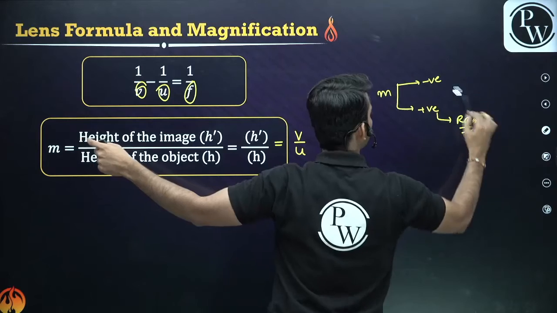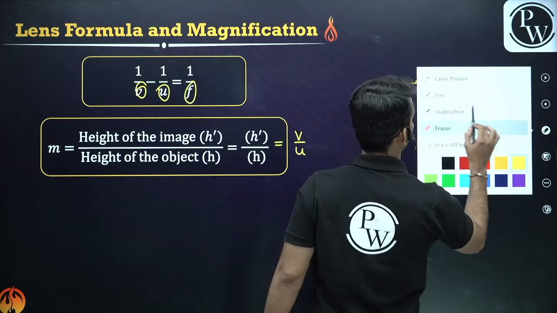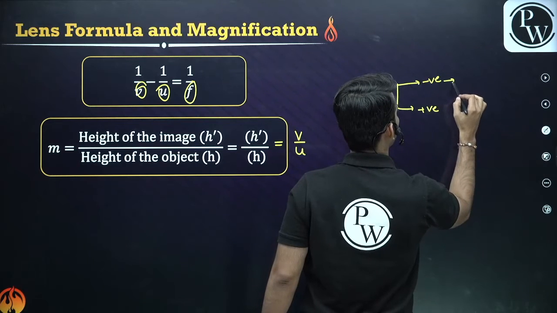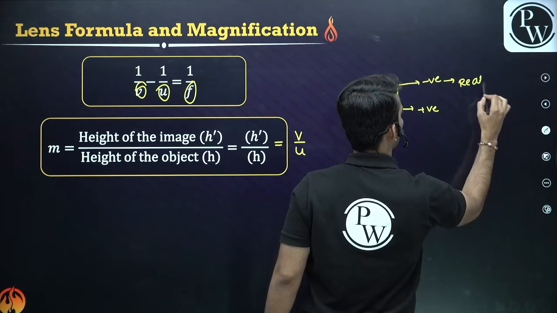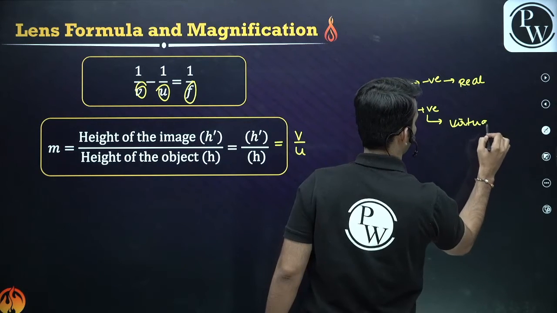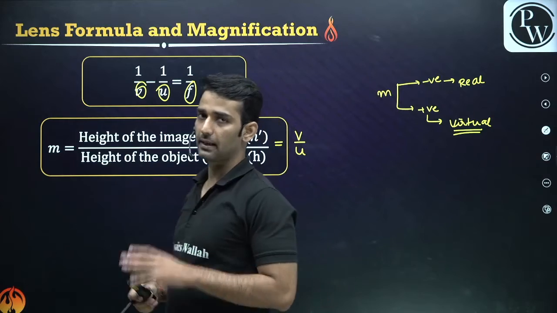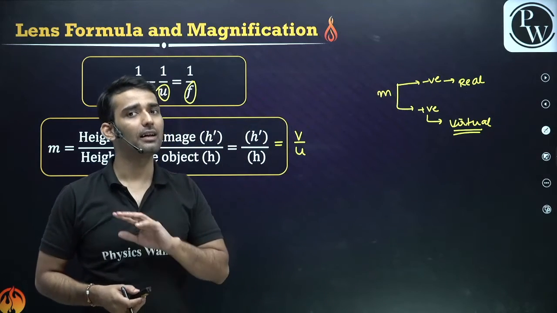In this case, the image would be virtual. Okay. Here, the image would be real. Here, the image would be virtual and erect. Clear? So like we had for mirrors, we have the same for lenses.